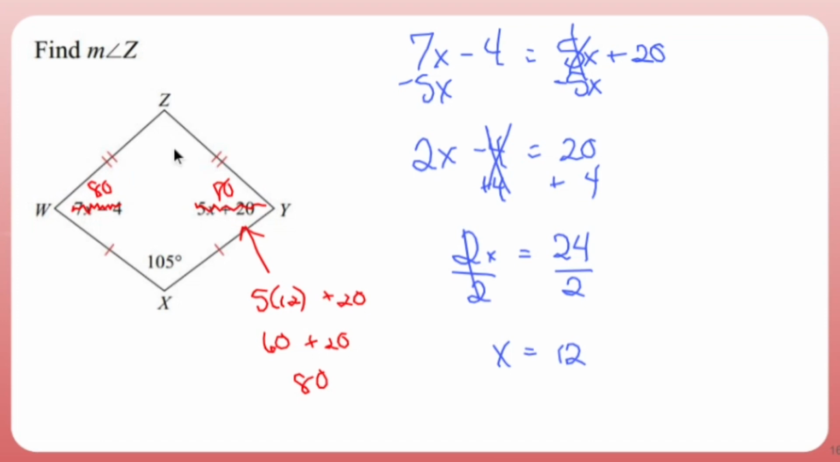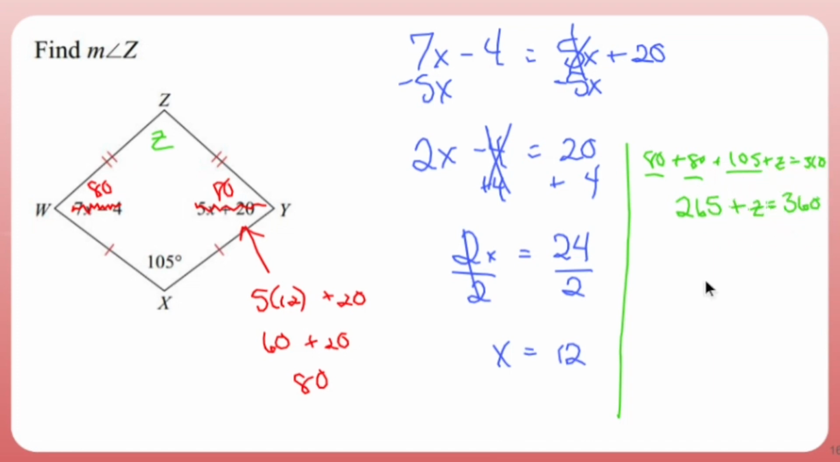Finally, I can figure out what z is. So I will actually call this z, and what I know is that this is a quadrilateral. And this angle plus this angle plus this angle plus this angle is going to equal 360 degrees. So 80 plus 80 plus 105 plus z is 360 degrees. If I combine like terms, 80 and 80 is 160. 160 and 105 is 265. 265 plus z equals 360.